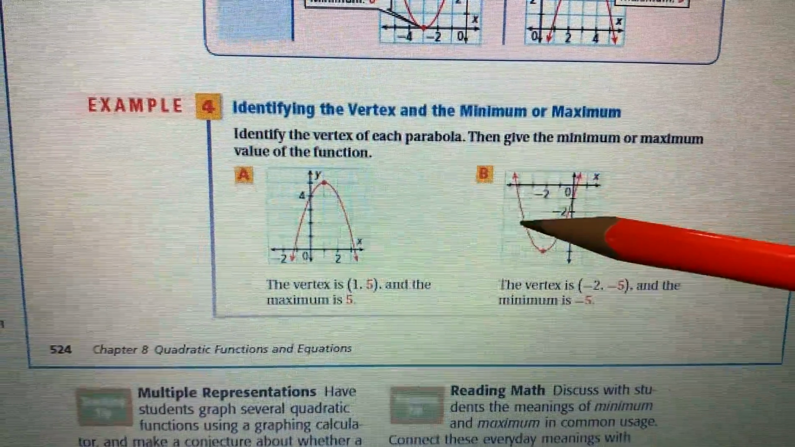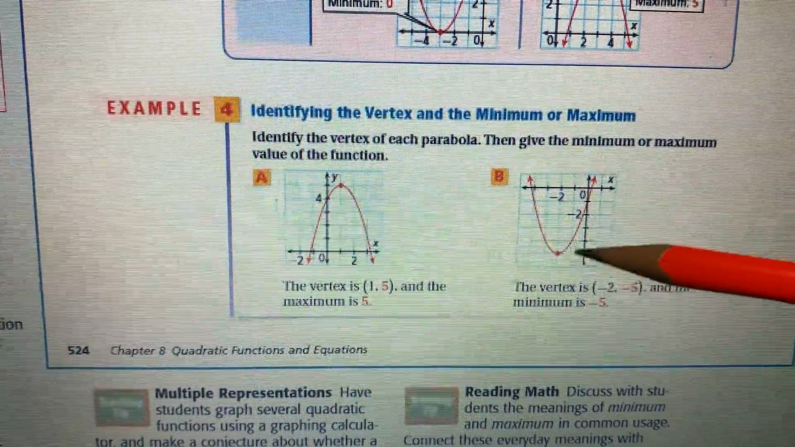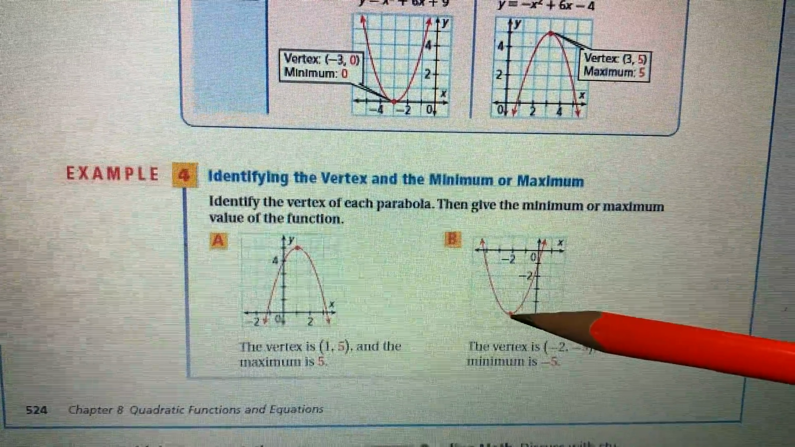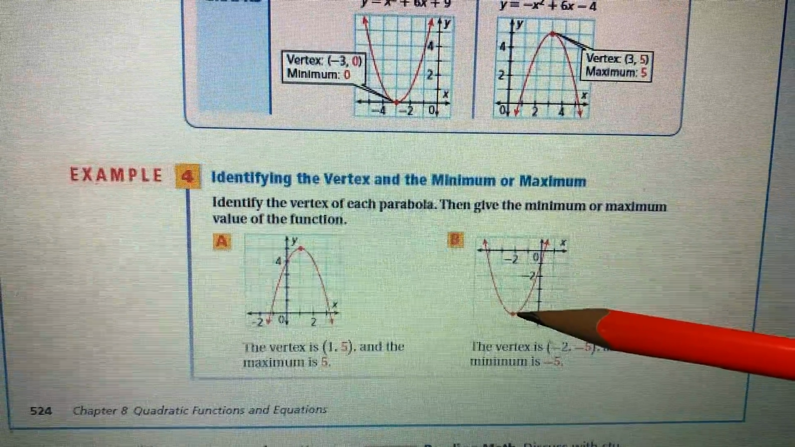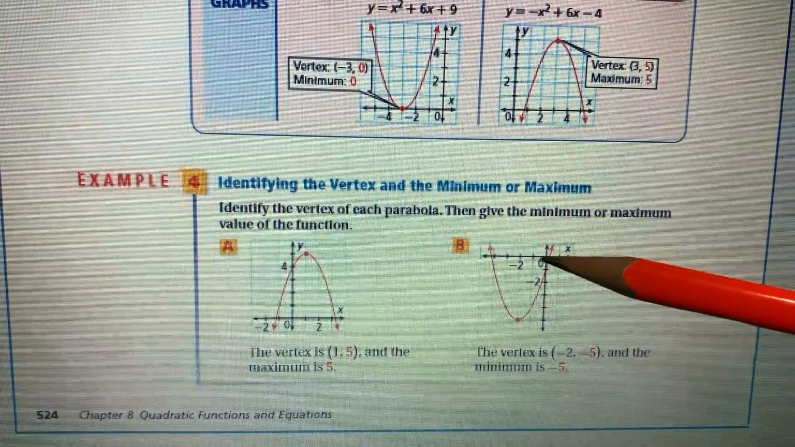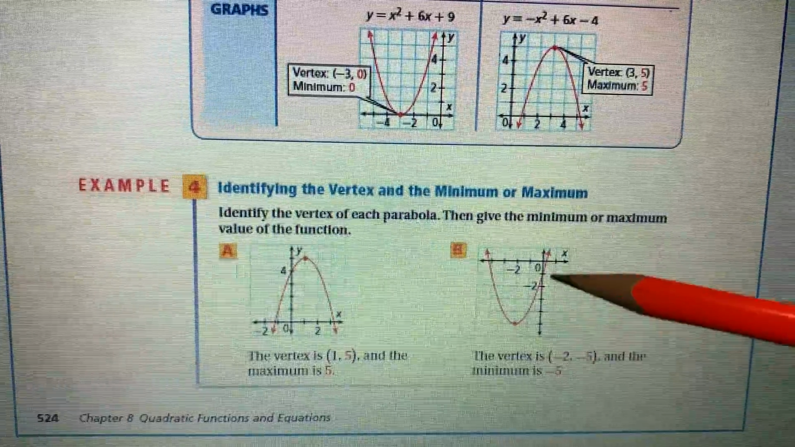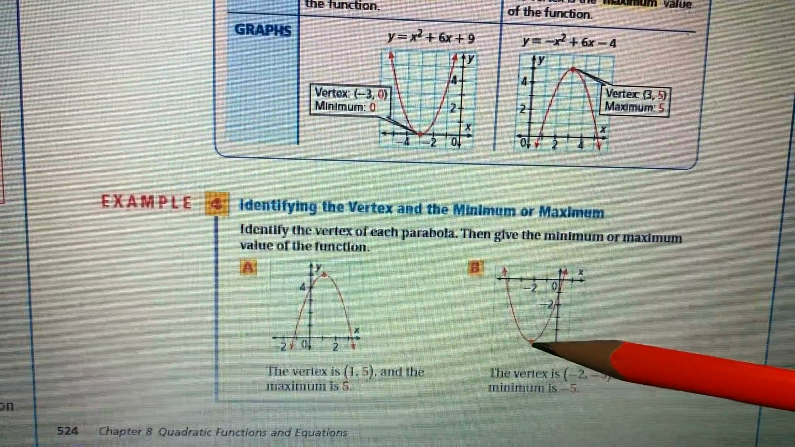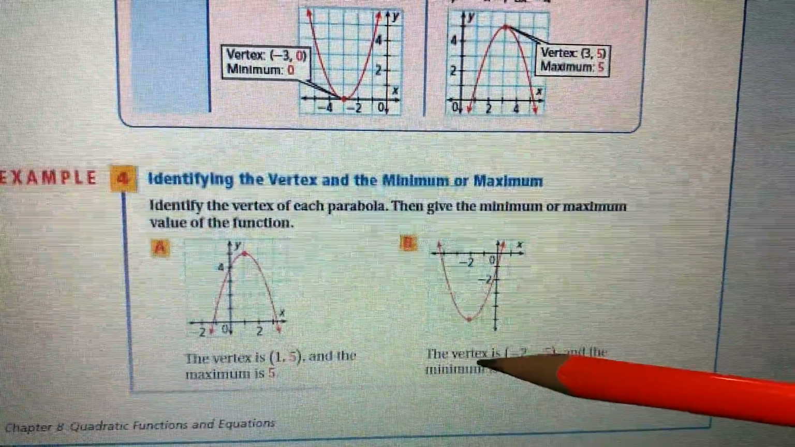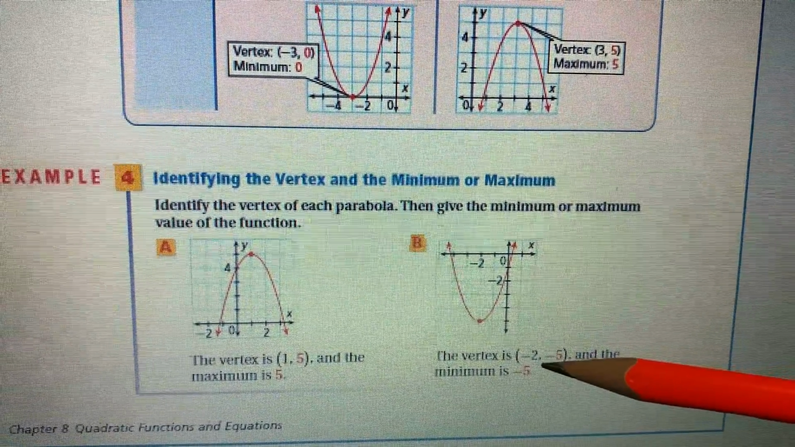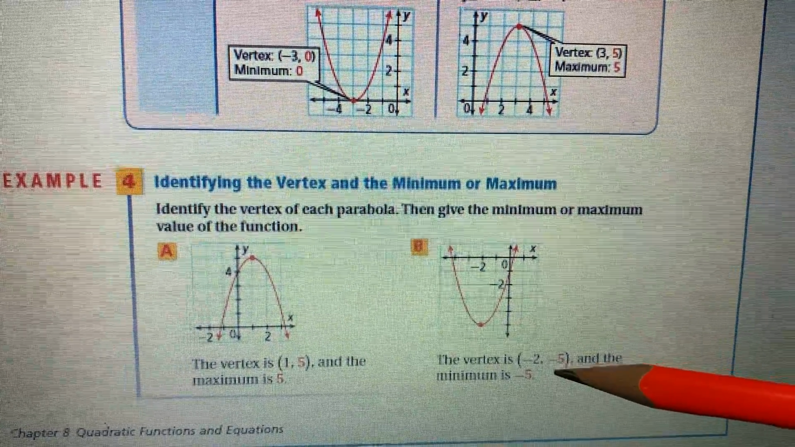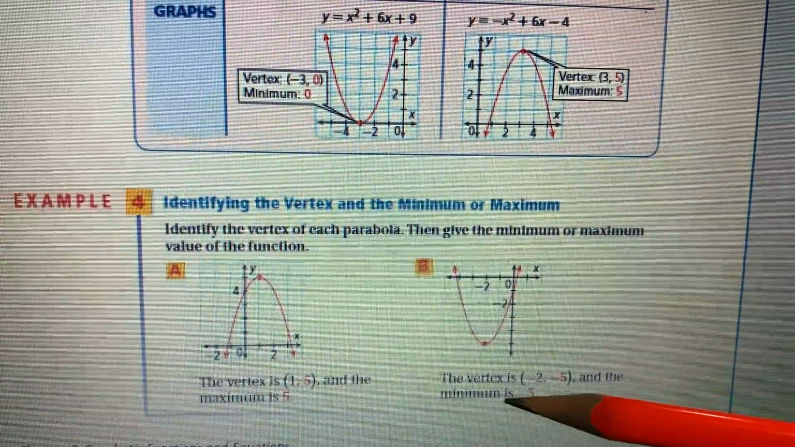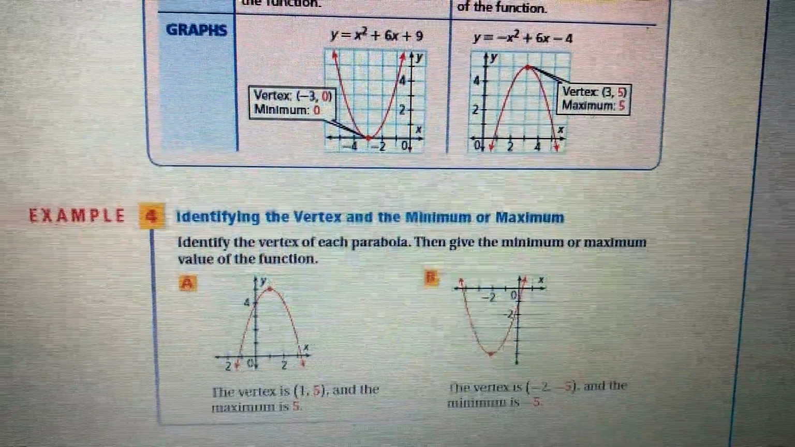In example 4b, the parabola is opening like this. It's opening upward, okay? This point over here is my vertex, and the coordinates of my vertex are -2, and I go 1, 2, 3, 4, 5, over here is -5. So the point of my vertex is located at (-2, -5). Okay, remember that we move first on the x and then on the y's. And my minimum value is going to be -5.